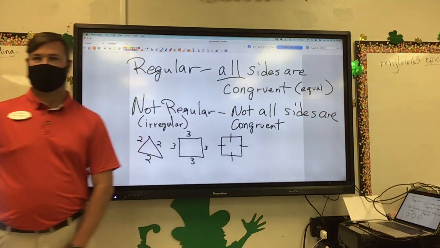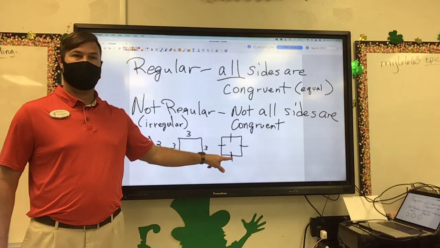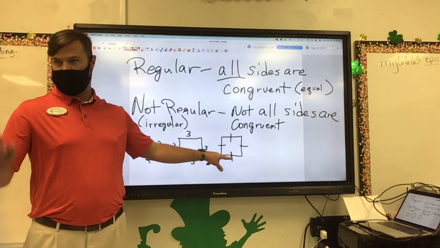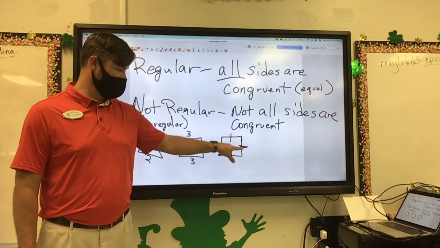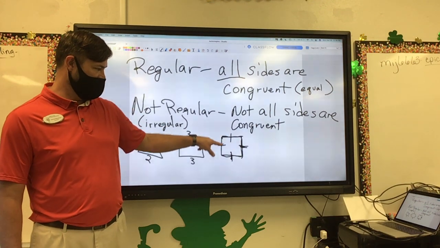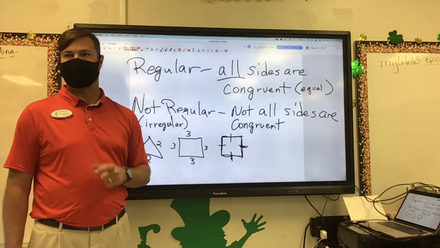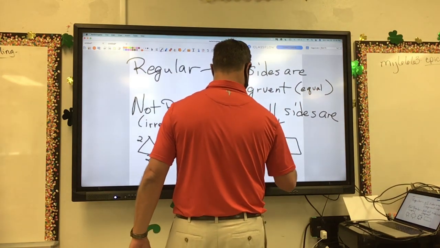They just put little symbols. And what that means is, if this has one line, everything that has one line is the same. So that has one line, that means this side and this side are the same. Which also means this side's the same, and that means they're all the same. If you had something like a rectangle, they may do something like this.